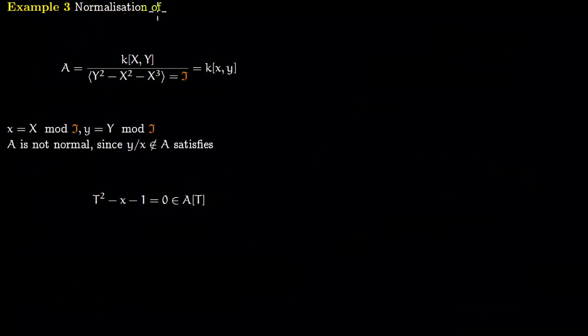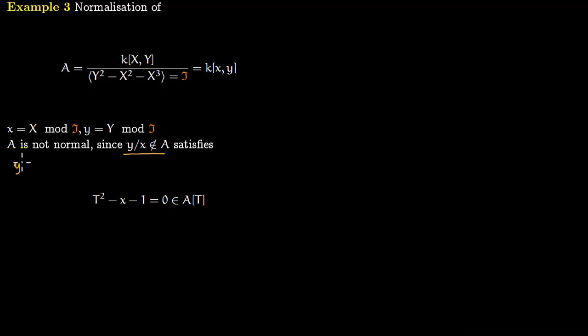So another example is normalization of this ring A, which is k[x,y] over this ideal (y square minus x cube). This you put as ideal I. This you write as k[x,y] with small x and small y, where x is capital X modulo this ideal, and the small y is capital Y modulo this ideal. Now again, A is not normal because this y by x does not lie in A, and it satisfies such an equation. And this equation again comes from this ideal.